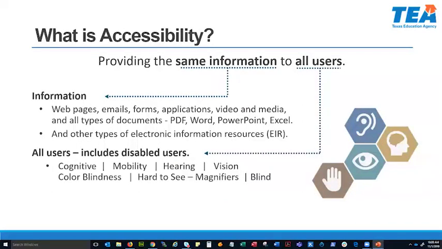So when we're talking about accessibility, to put it into one simple sentence, it's providing the same information to all users. When you break down what information means, anything that's electronic, any electronic information, which includes web pages, emails, forms, applications, media, and especially documents, all kinds of documents like PDFs, Word documents, even PowerPoints and Excel. Anything that's electronic on the web needs to be accessible.